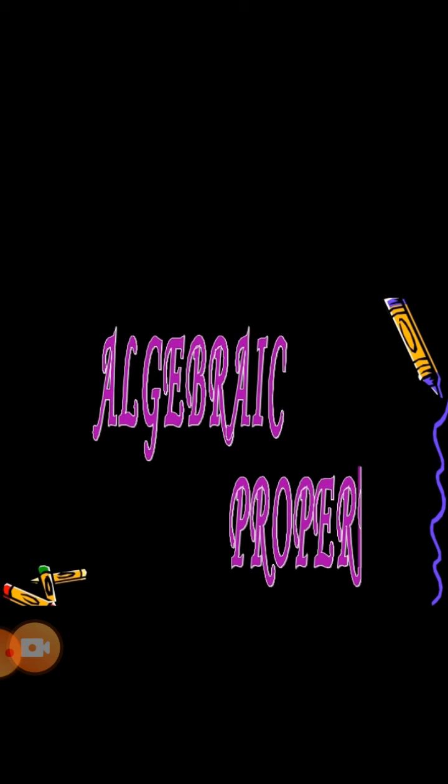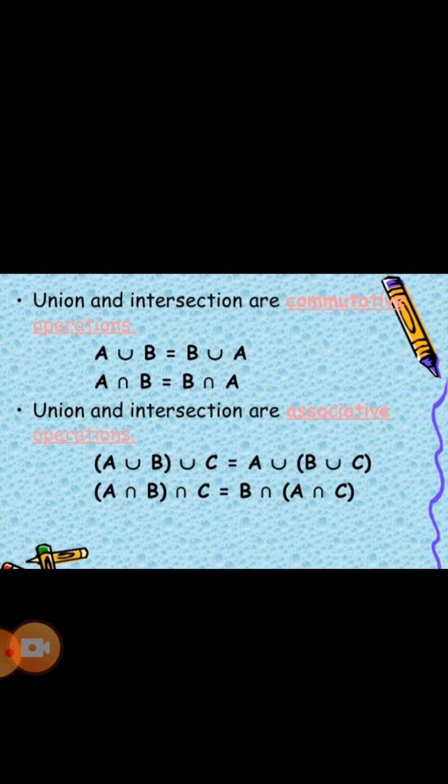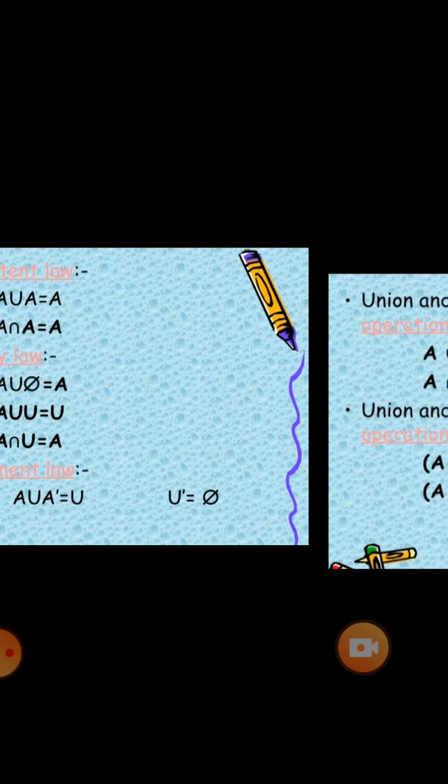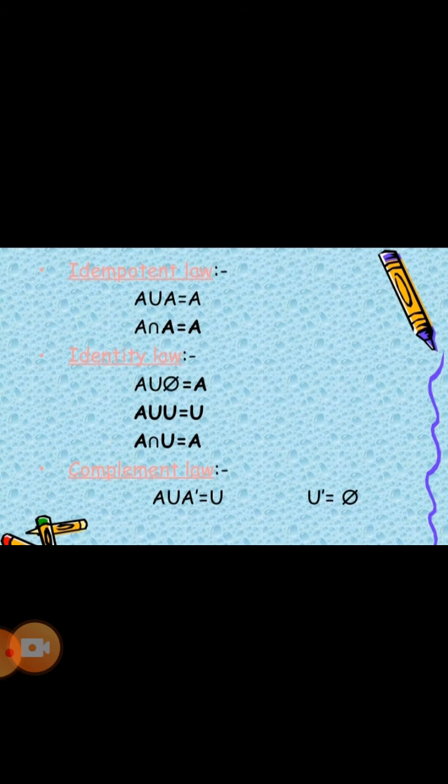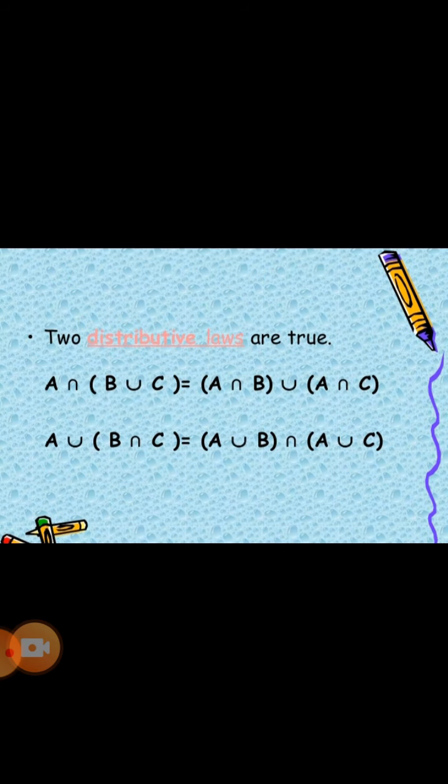Next we discuss algebraic properties. Union and intersection are commutative operations. Here we have the commutative operations of union and intersection. Next we have the associative operations of union and intersection. Here we have the identity law, and last we have the complement law. Two distributive laws are true. Here we have the distributive law of sets.